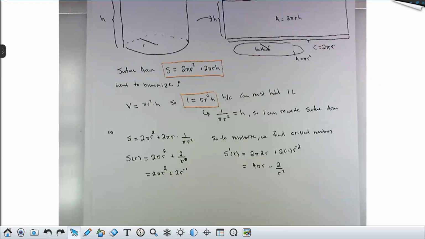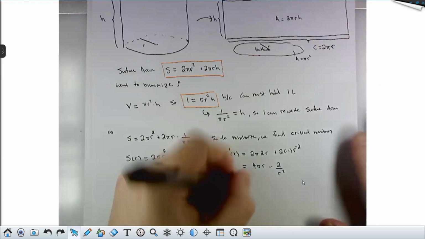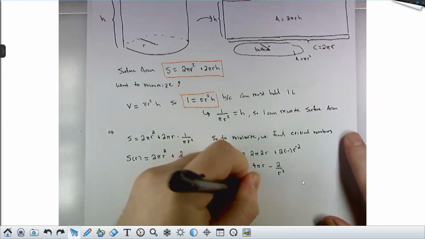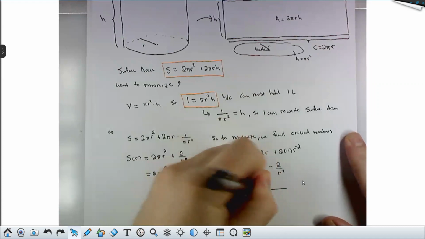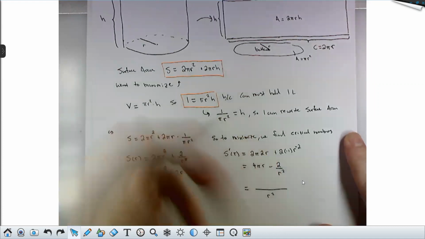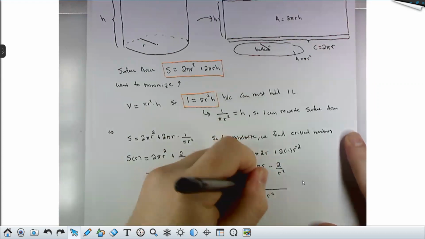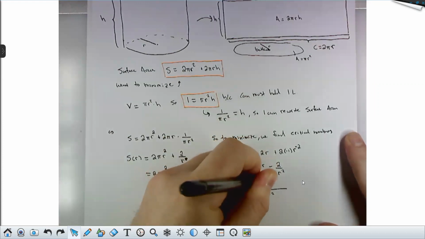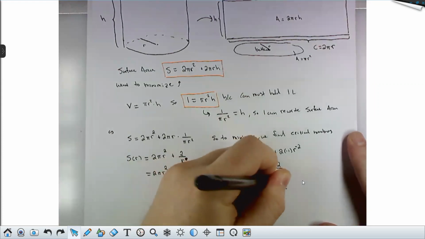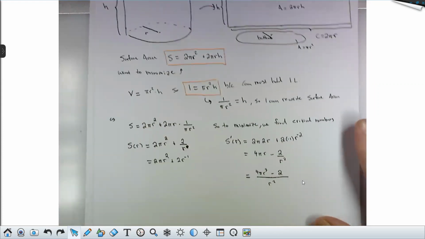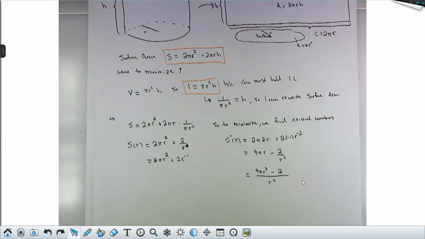And in order to solve this equal to 0, find where this is 0 and where this is undefined, I need to have a common denominator. So I'm going to do that. The common denominator is going to be r squared. And if I multiply this piece by r squared over r squared, I'll get 4 pi r cubed. So I have 4 pi r cubed minus 2 all over r squared. That is S prime of r.